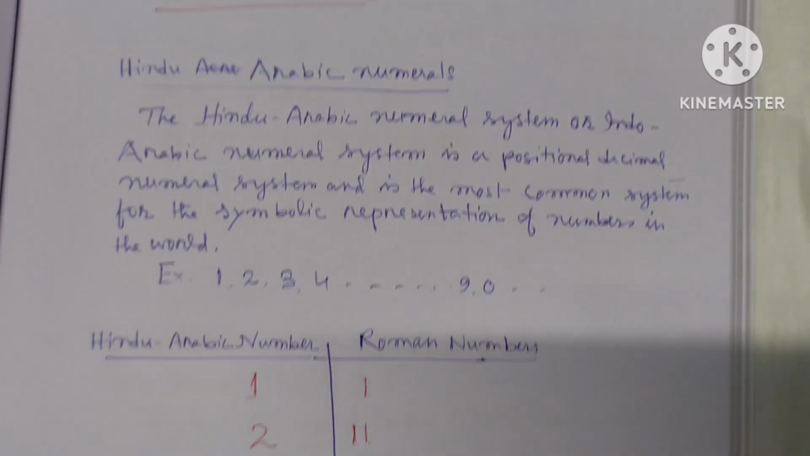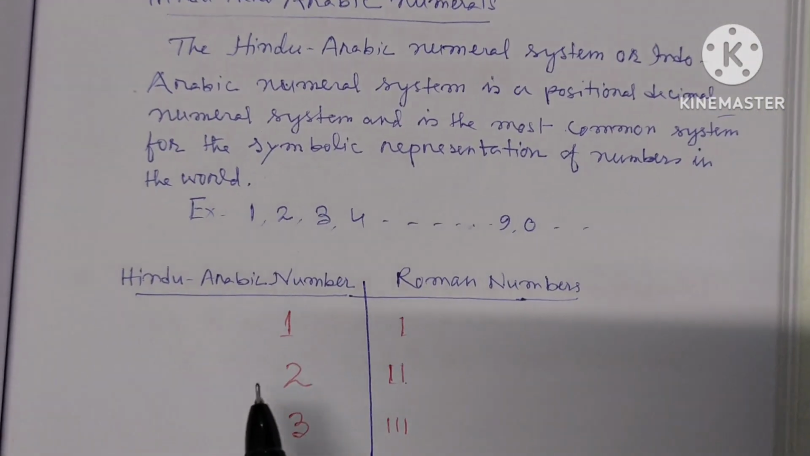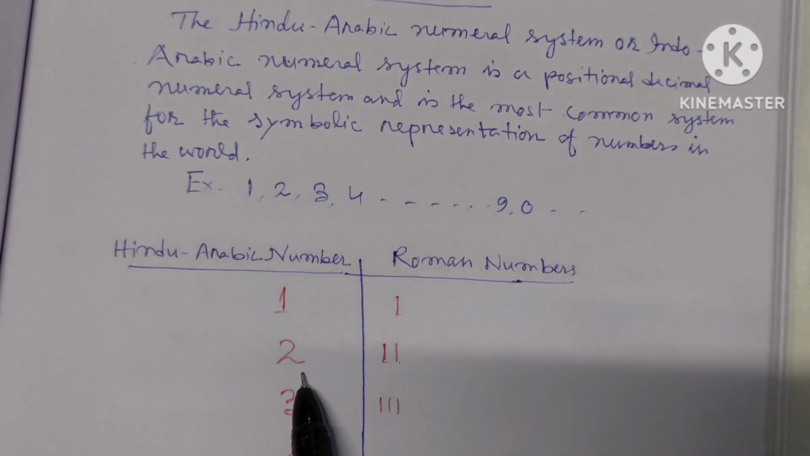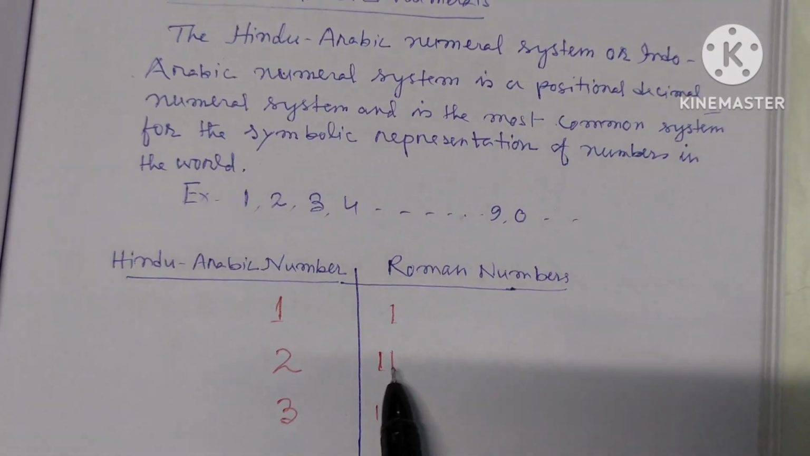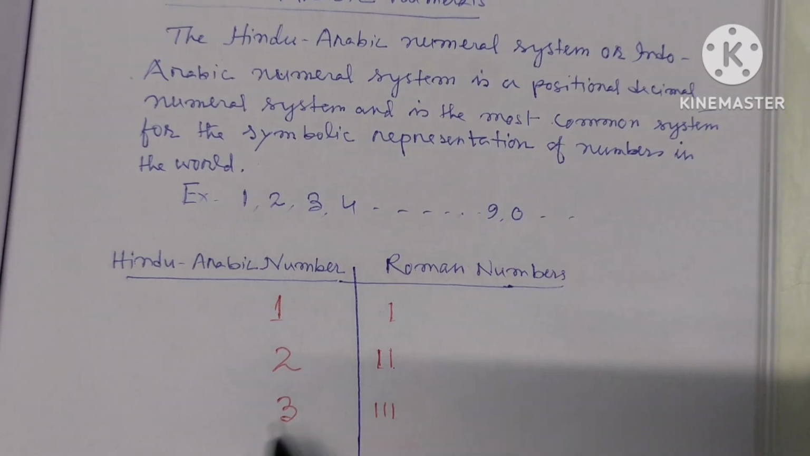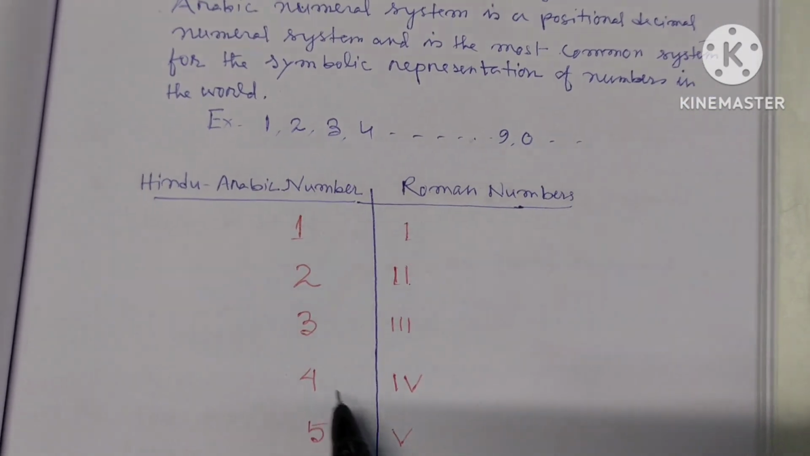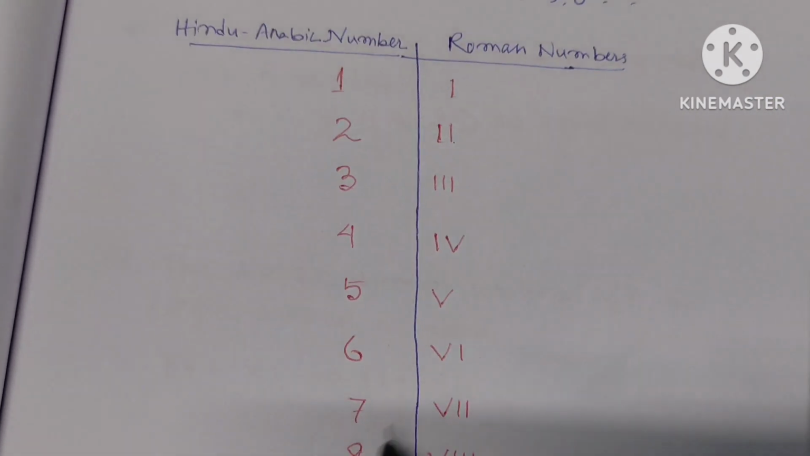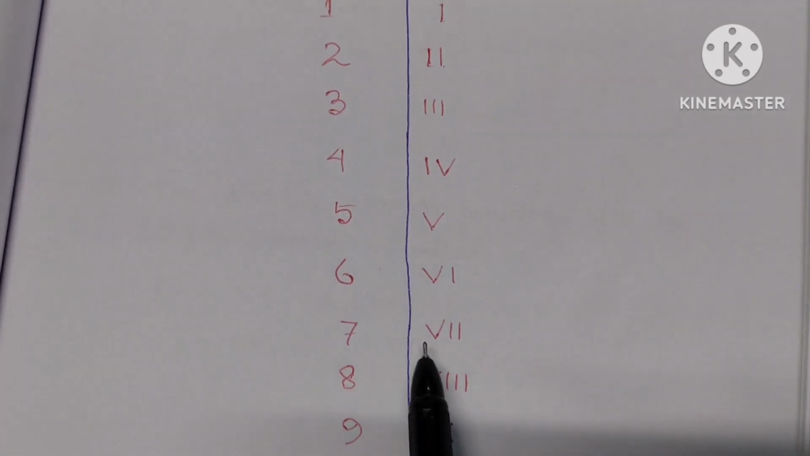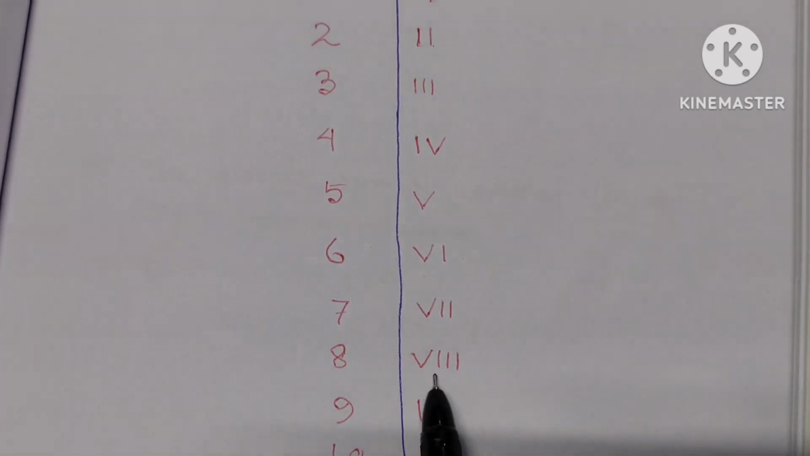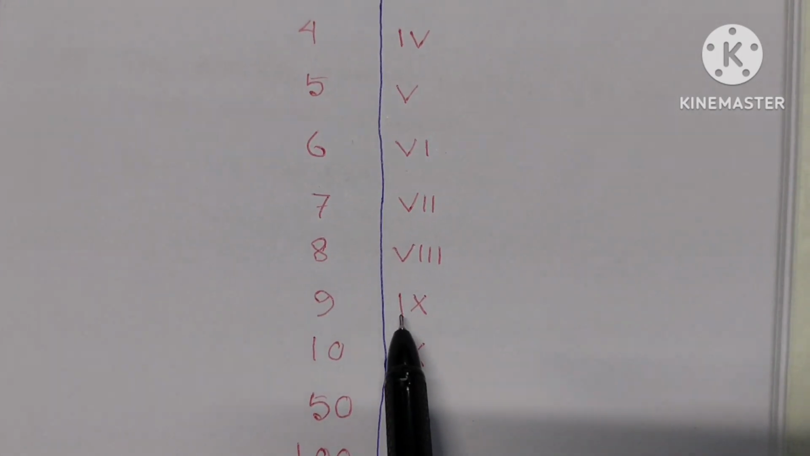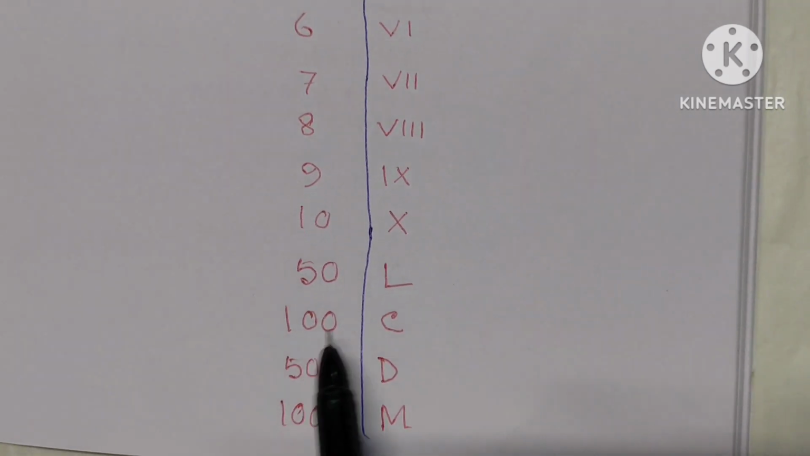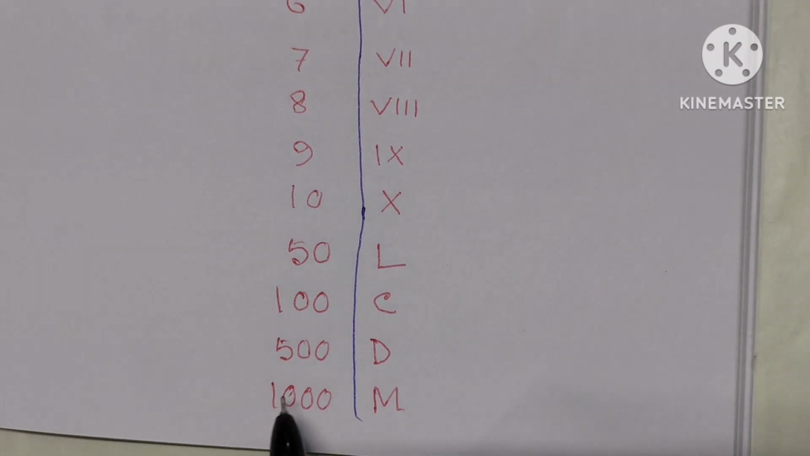Now, in this video, we will learn how to convert Hindu-Arabic numbers to Roman numerals. At first, we must know this: 1 represents I, 2 means II, 3 represents III, 4 represents IV, 5 represents V, 6 VI, 7 VII, 8 VIII, 9 IX, 10 X, 50 L, 100 C, 500 D, and 1000 M.